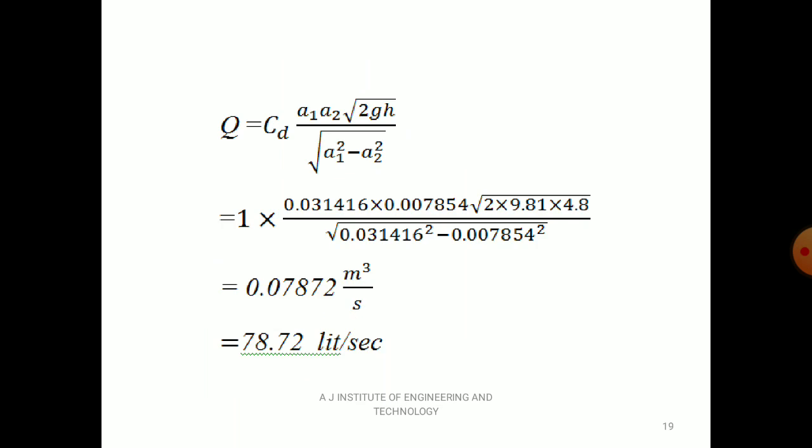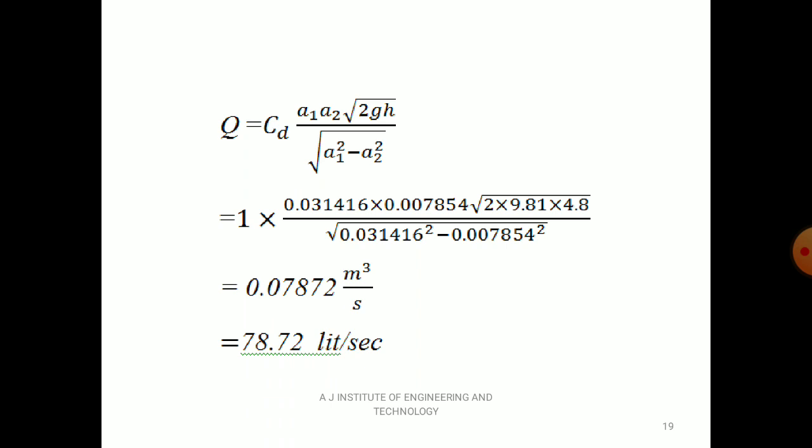So Q equal to CD into A1 A2 square root of 2GH divided by square root of A1 square minus A2 square. That is equal to 1 into 0.031416 into 0.007854 into square root of 2 into 9.81 into 4.8 divided by square root of 0.031416 square minus 0.007854 square. So I end up with a value of Q as 0.07872 meter cube per second. Just convert to liter per second by multiplying by 10 to the power 3: 78.72 liter per second. That's the value of discharge.